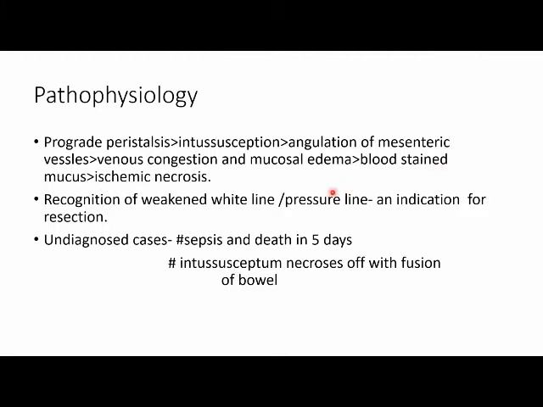Another pathology which we need to see is that in some studies they have noted a white line, which is known as a pressure line, which is recognized in that ischemic bowel. If such a white line or pressure line is seen intraoperatively, then that is an area of ischemia. It is an indication for considering resection and anastomosis of the particular bowel segment.